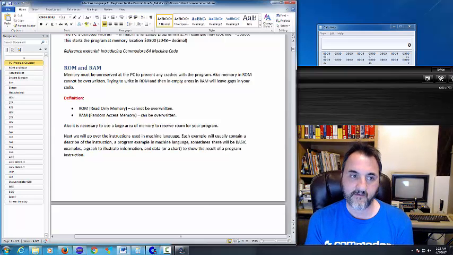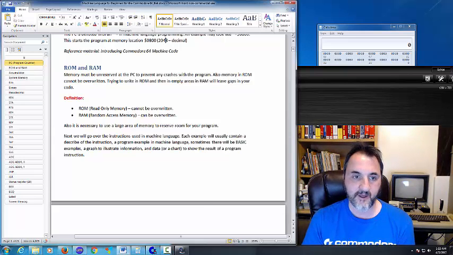So ROM and RAM. Memory must be unreserved at the PC to prevent any crashes with the program. Also, memory in ROM cannot be overwritten. Trying to write in ROM and then in empty areas of RAM will leave gaps in your code.